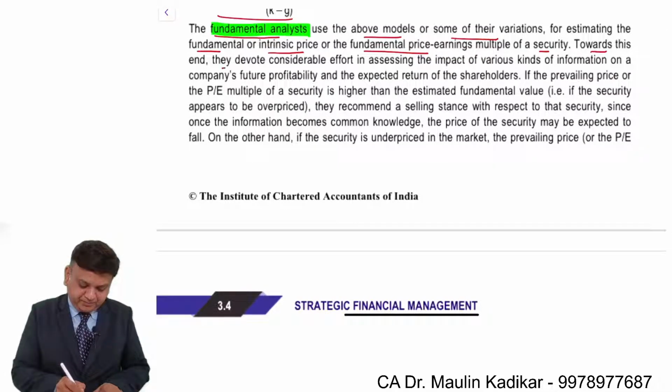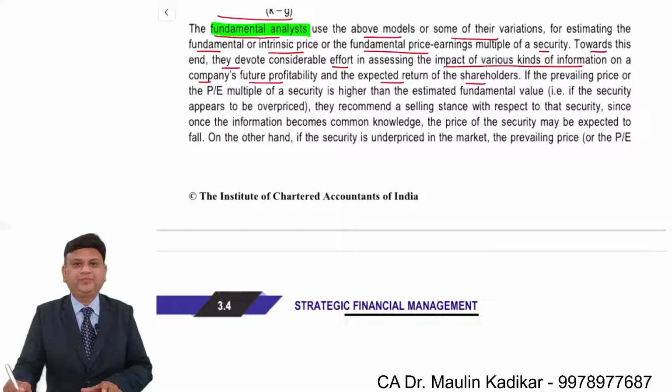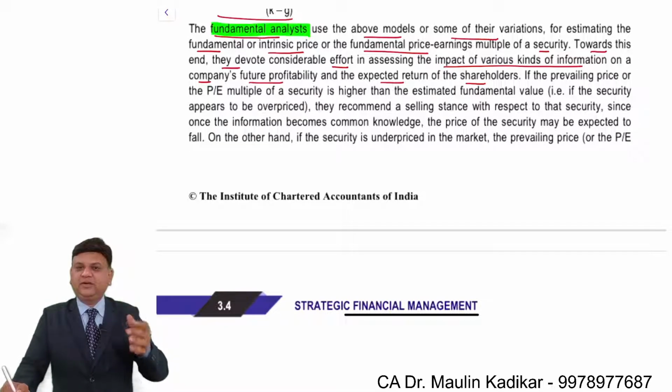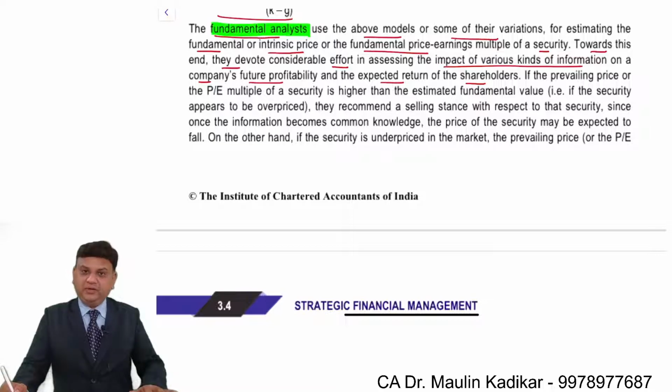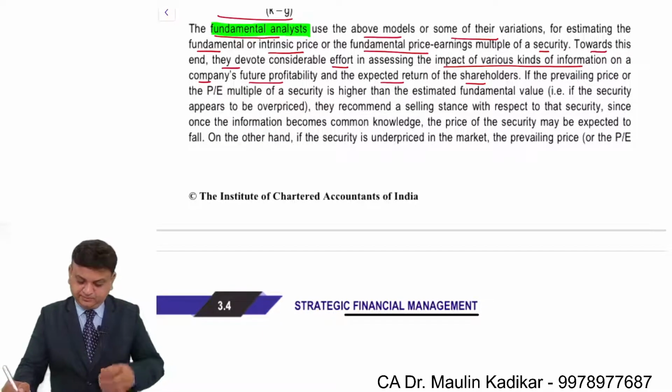Towards this end, they devote considerable effort in assessing the impact of various kinds of information on the company's future profitability and expected return to the shareholders. So, friends, you can relate this point with the valuation of goodwill, then valuation of the business that you may be studying in your financial reporting, in which the future maintainable profit is calculated taking into account only the normal business. We do not take into account the extraordinary items. This is the way you can relate it.